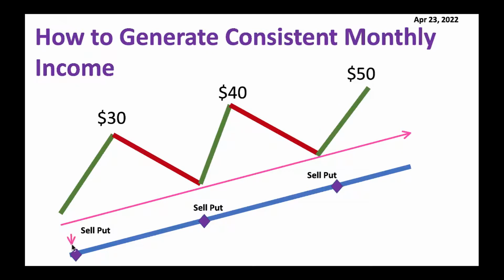Look, we are selling the put option right here. Stock is at 30, we are selling at 20. Stock is at 40, we are selling the put option at 30. Stock is at 50, we are selling put option at 40. So this way, if you keep selling put option month after month after month, you can generate a nice consistent monthly income. And you can do it if you're a conservative investor or a trader.